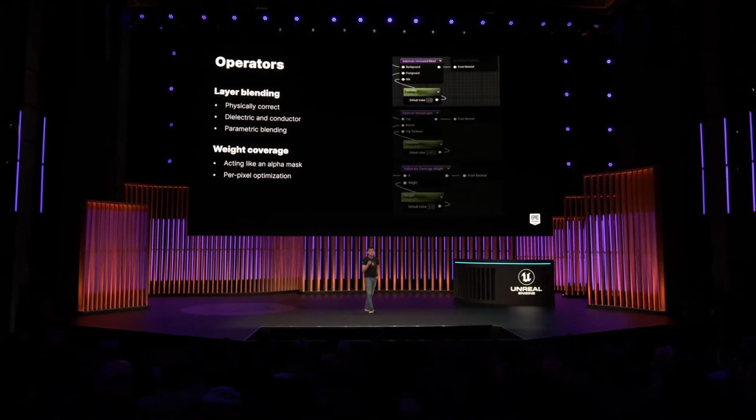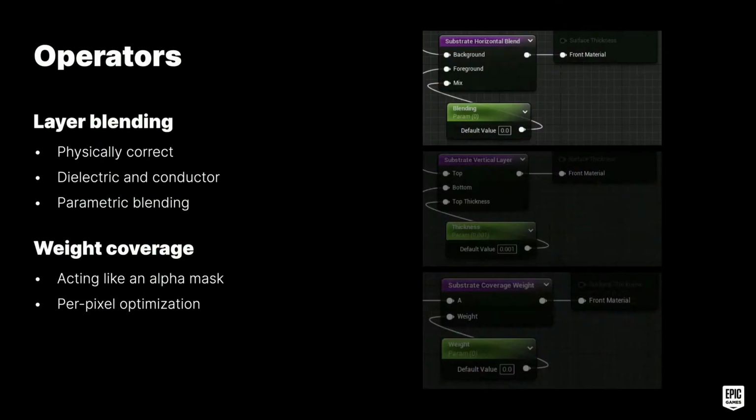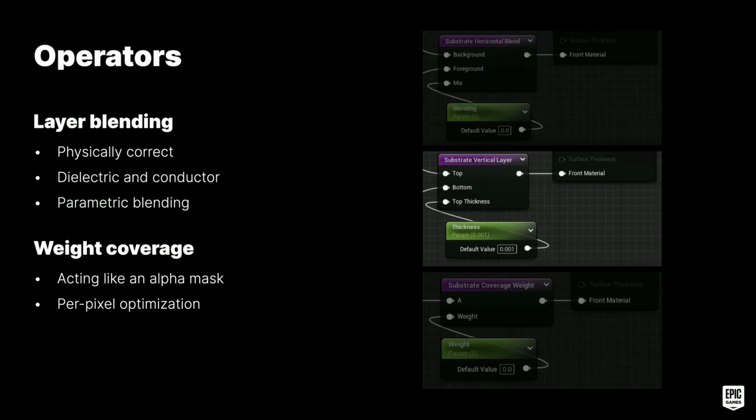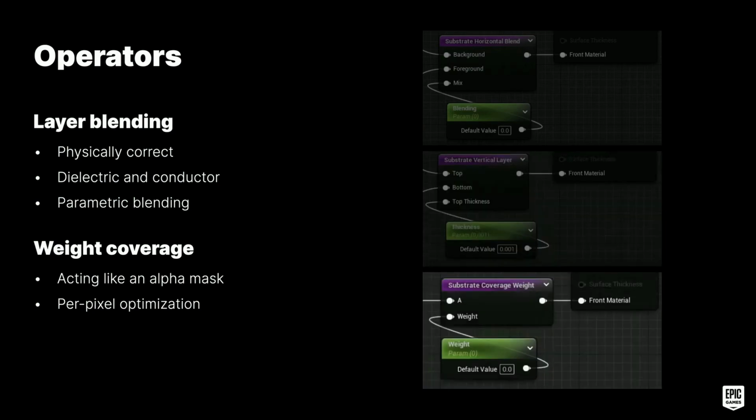Substrate is offering you two main types of composition. Horizontal, that will mix the two slabs on the same depth, computing both specular individually to mesh them together. And the vertical composition that takes into account the thickness or the depth of the top layer to apply transmittance and proper absorption based on your inputs.